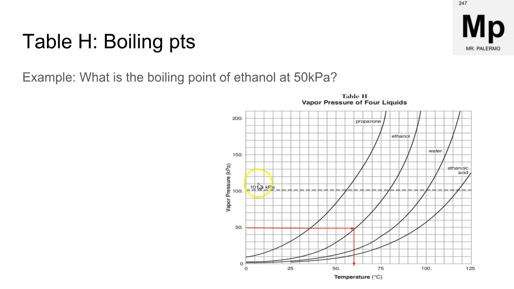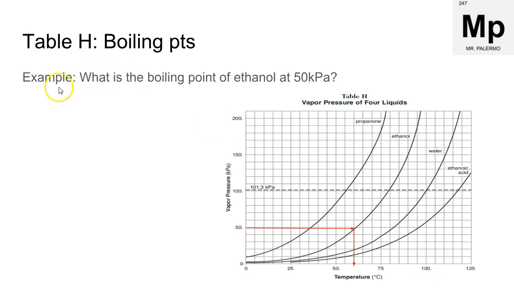Reference Table H shows us the vapor pressure of 4 liquids, and from this, we can get the boiling points of these substances. The dotted line represents standard pressure, which is 101.3 kilopascals, or 1 atmosphere, going from Table A, our standards. If we go across at standard pressure, we see that water boils at 100 degrees Celsius. And if we change that vapor pressure, then we change the boiling point.